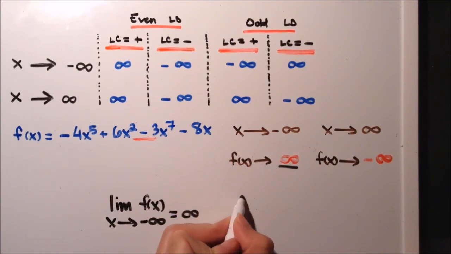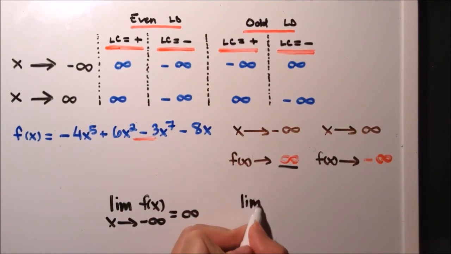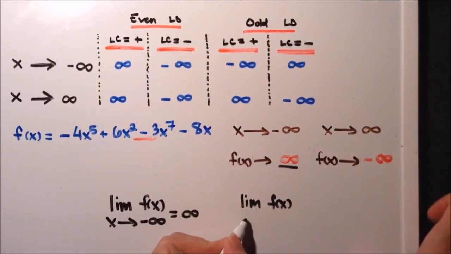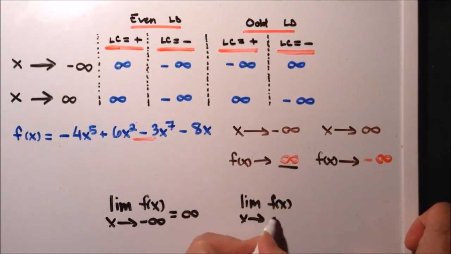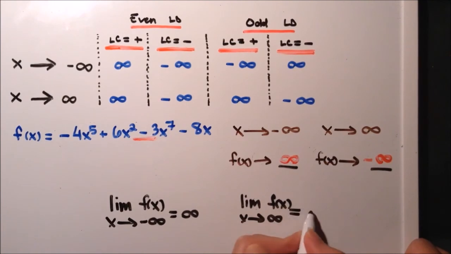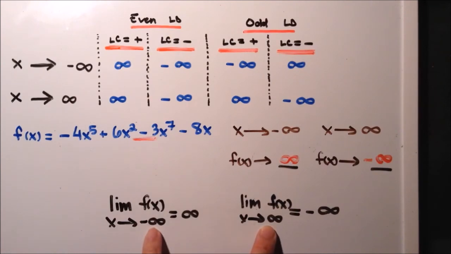Now for the right side, limit of f of x as x approaches infinity, then it will equal negative infinity. So here's the limit notation for the left side, here's the notation for the right side. Now keep in mind to take a closer look at the bottom part. That's where you'll be able to tell which one you're doing, left side, right side.